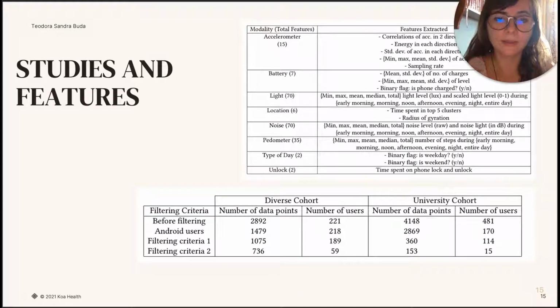For our study, we collected data from two different cohorts. The first is the diverse cohort, that included 222 users from 5 different countries: Chile, Colombia, Peru, Spain, and UK. And the study was run from February to August 2018. The second cohort is the university cohort. It included 481 participants. It ran from January to March 2019 from a major UK university.